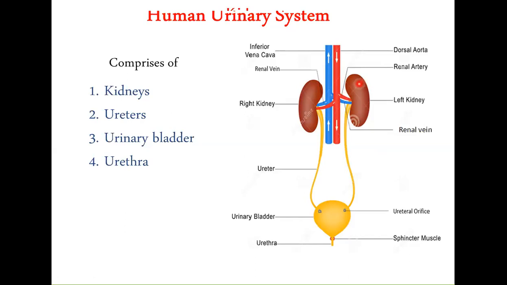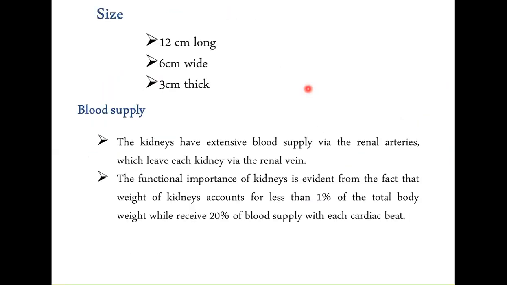And then blood is drained from the kidney. Kidney से blood वापस कैसे आता है? By renal vein, which open into the inferior vena cava. हमने ये पढ़ा, kidneys have extensive blood supply, and blood is supplied to each kidney via renal artery, and blood leaves the kidney via renal vein.